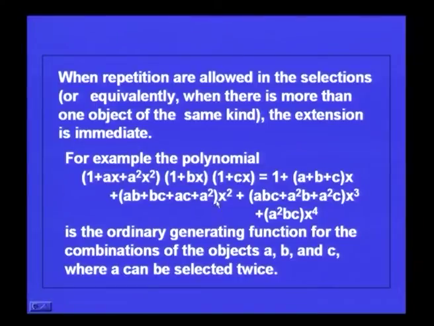Similarly, when you want to select 3 objects out of the objects A, B, C, where A can be selected twice, you can select A, B, C, or you can choose A squared and B, or A squared and C. And if you want to select 4 of them, A has to be selected twice, and B and C also have to be selected. So, this is the ordinary generating function for the combinations of the objects A, B, C, where you are allowing A to be selected twice.